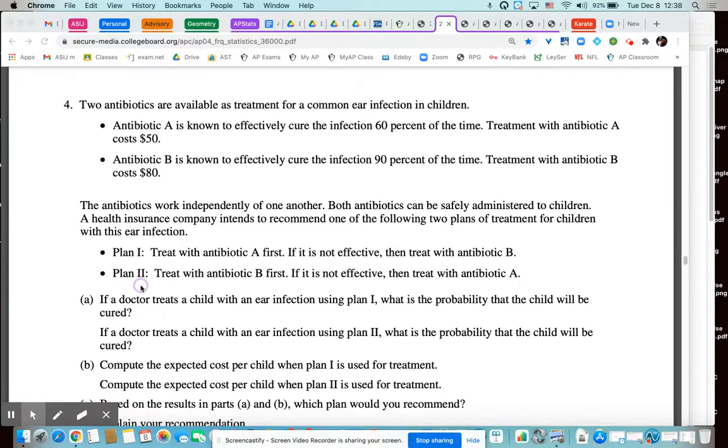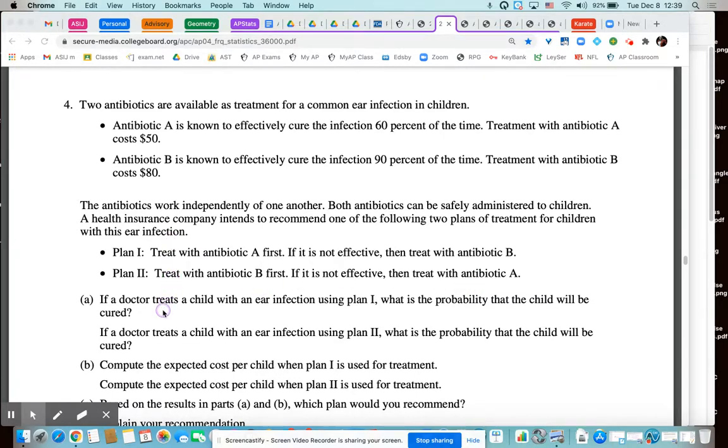And then plan two is, well, let's give them the one that works better, because this one has the better percentage effectiveness. So let's give them the good one first, even though it's more expensive. And then we probably won't have to give them the second one. But if we do, we still can, and we can see if that helps. So these are the two plans.